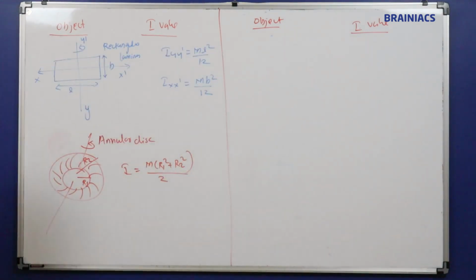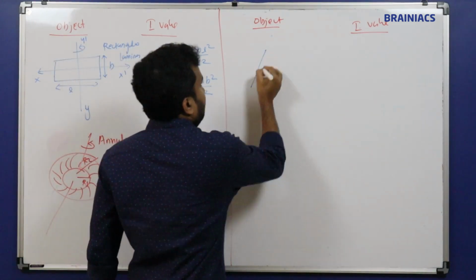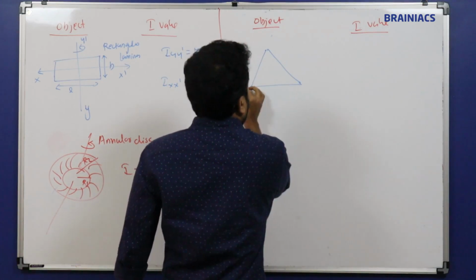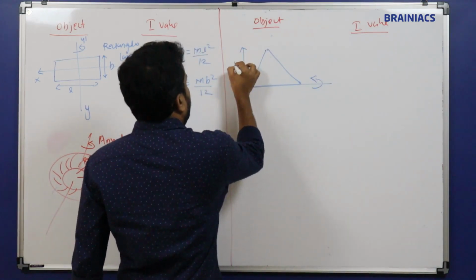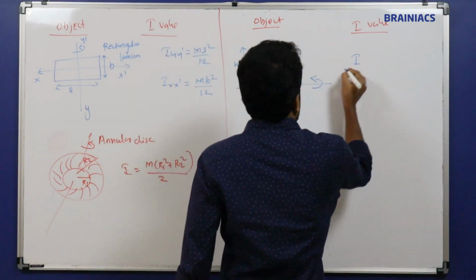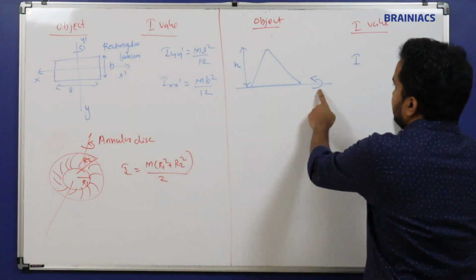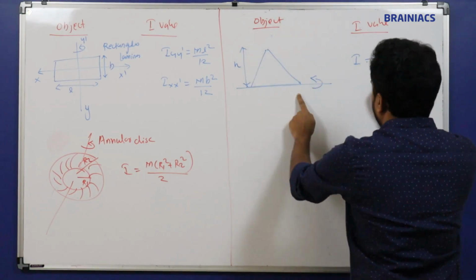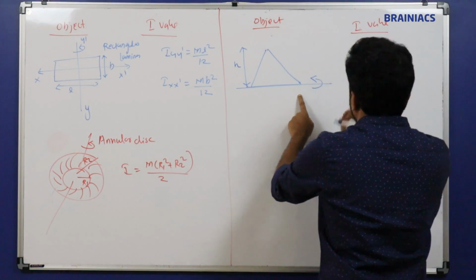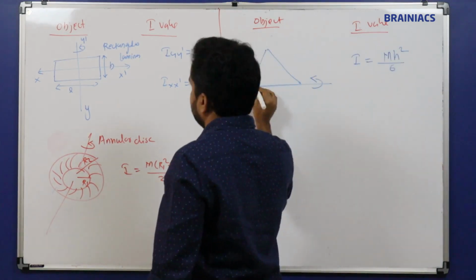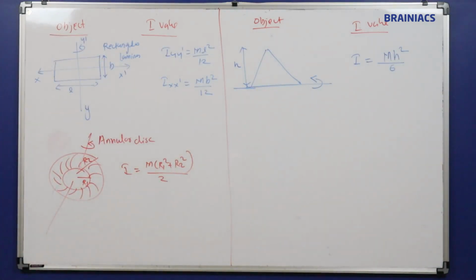Next body, the triangular lamina. For this body, this will be the height h. So I along this axis, along the base, is important, not like this, very important. I is equal to mh square by 6. So the axis is very important. That is the triangular lamina case.